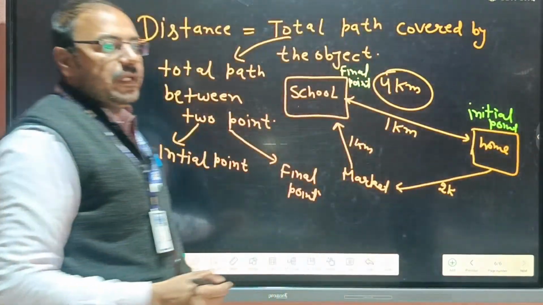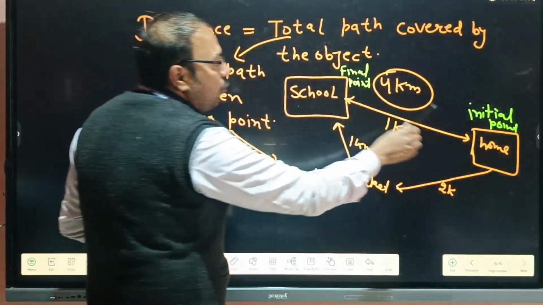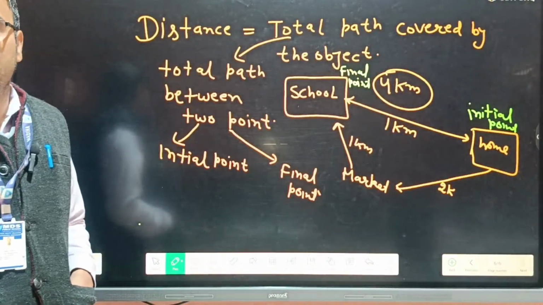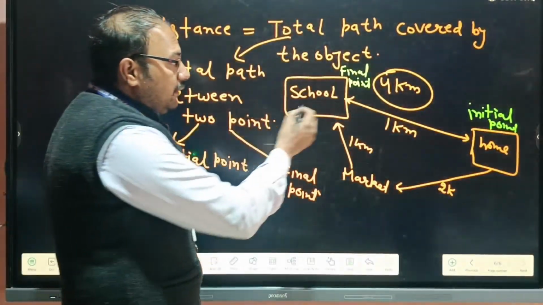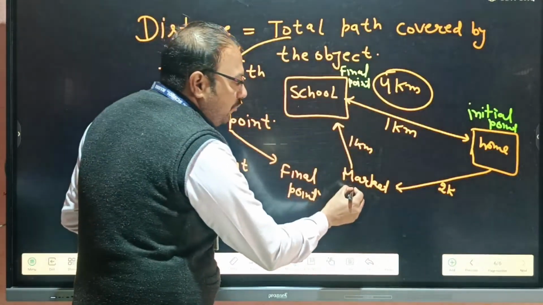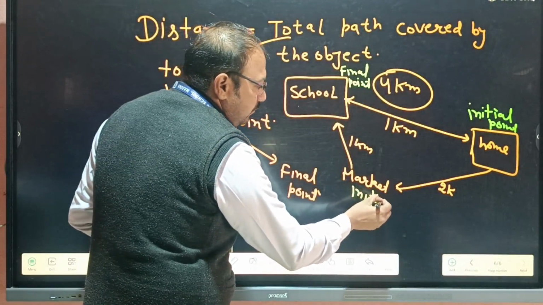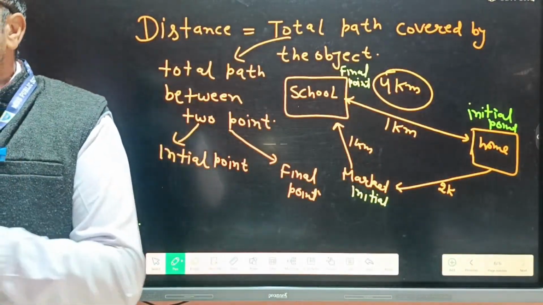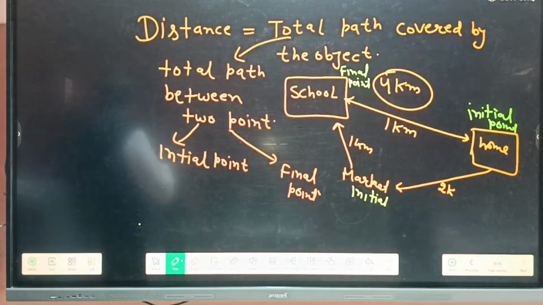So if we measure the distance between school and home, how much? 1 kilometer. So we consider 2 points, initial and final. If we consider school and market, for example, school is the final point and this is the initial point. Okay, so distance is always between 2 points.